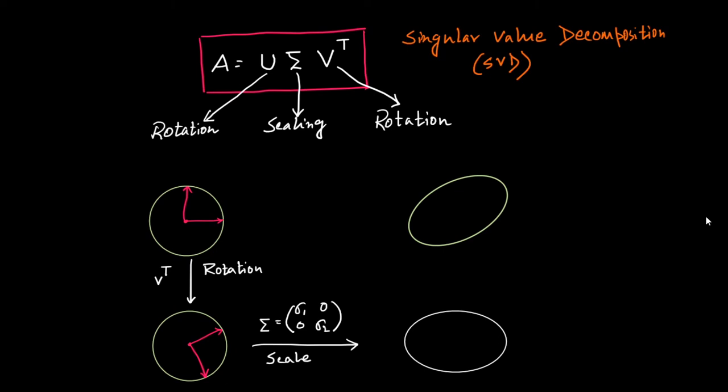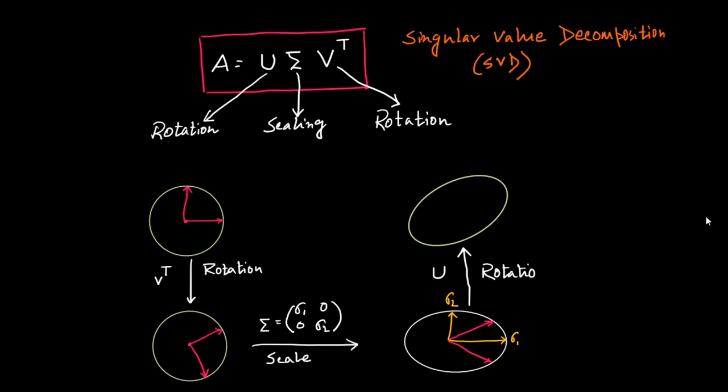This circle will look something like this. And as a result of the scaling, I can consider that the two vectors may be scaled like this. And this sigma 1 and sigma 2 will now be the semi-axes. So these are my sigma 1 and sigma 2 after you scale it. Now, after scaling, again you will rotate. If you rotate this again, this ellipse will somehow look like this. So again I have a rotation, say U. So again a rotation.